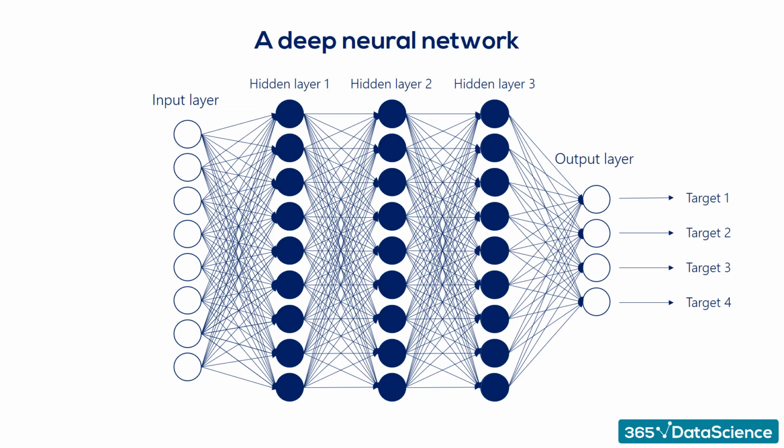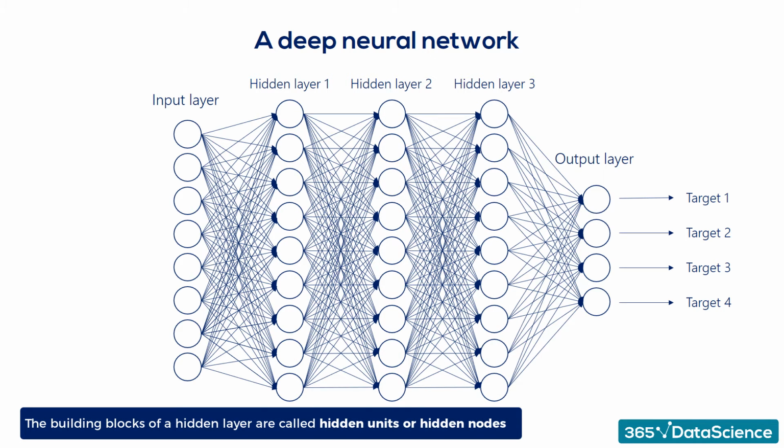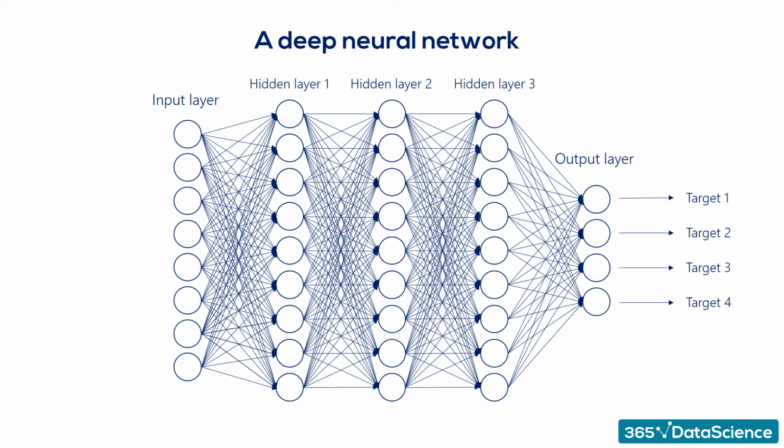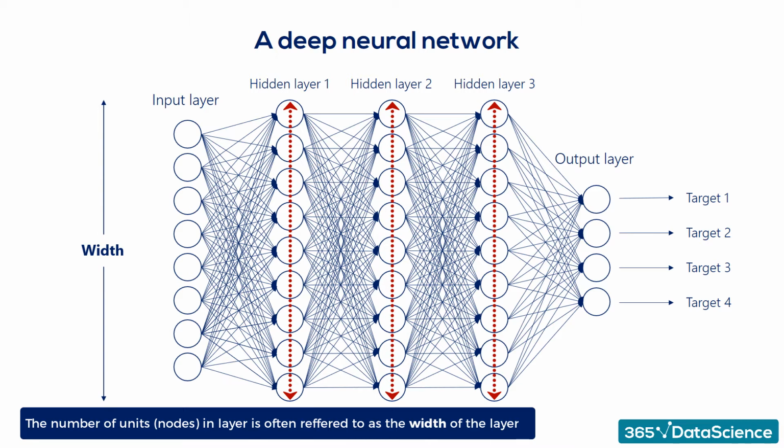The building blocks of the hidden layer are called hidden units or nodes. Here's a hidden unit. In mathematical terms, if H is the tensor related to the hidden layer, each hidden unit is an element of that tensor. The number of hidden units in a hidden layer is often referred to as the width of the layer. Usually, but not always, we stack layers with the same width so that the layer width is equal to the width of the entire network.